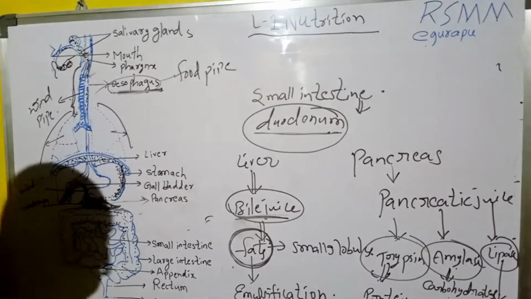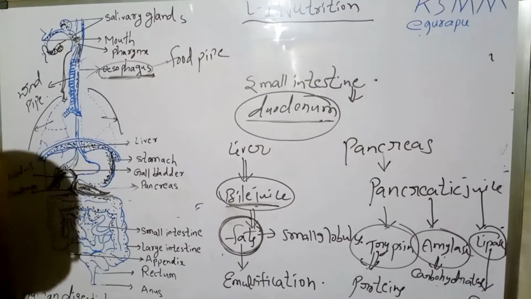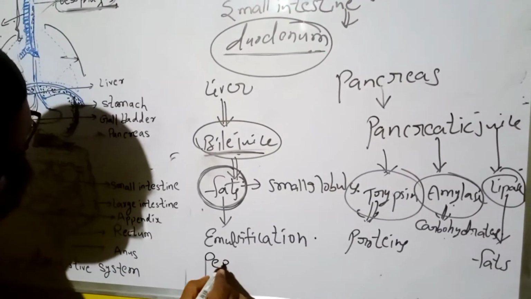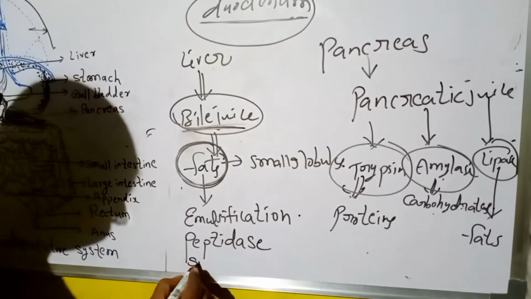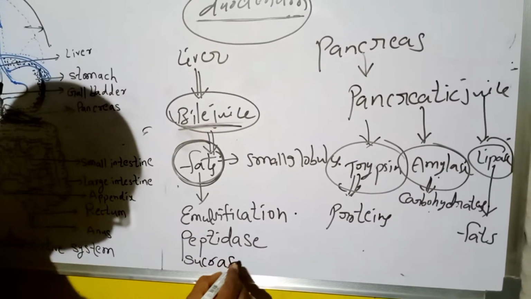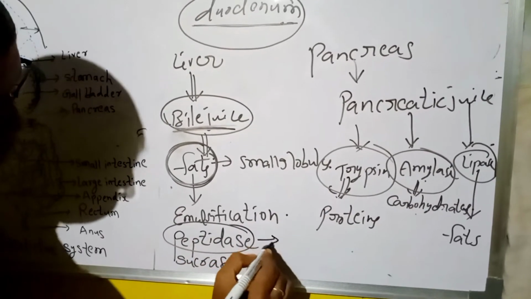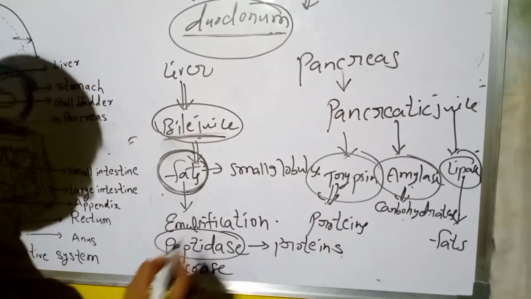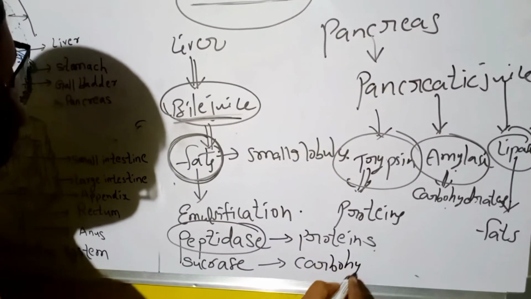Some other intestinal glands release intestinal juice into the small intestine. That intestinal juice contains other enzymes: peptidase, sucrase. Right? This peptidase acts on proteins and this sucrase acts on carbohydrates. Don't get confused.